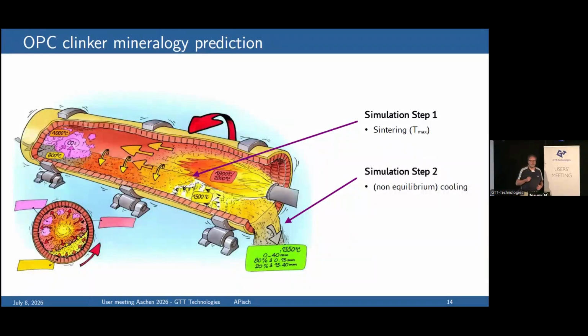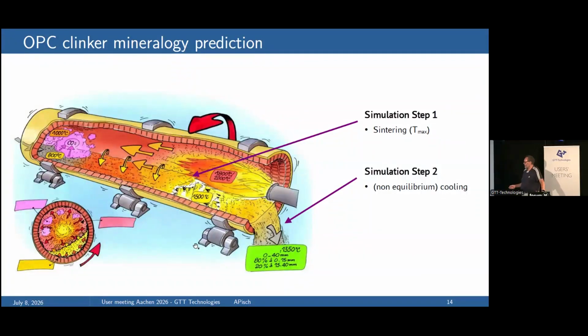I said, let's be pragmatic and make a two-step simulation. The first step is what is going on in the rotary kiln. So my input is the chemical composition that I measure, and then I said, okay, close to the flame, or just below the flame, I'm close to thermodynamic equilibrium. So let's make an equilibrium calculation at that temperature. The main problem is the temperature is not well defined. You cannot really measure it precisely because you have a lot of dust in the kiln.